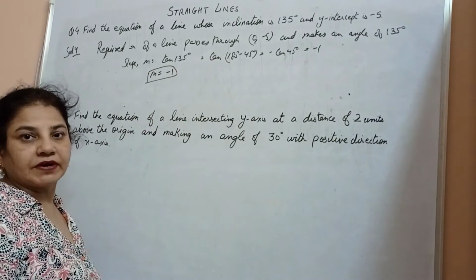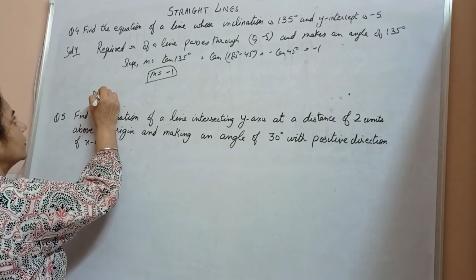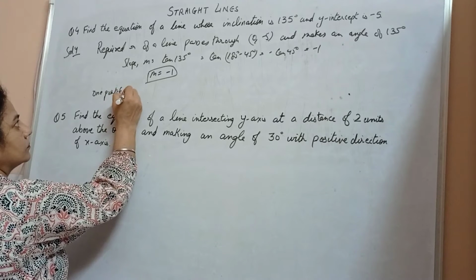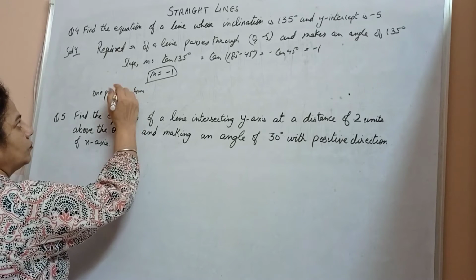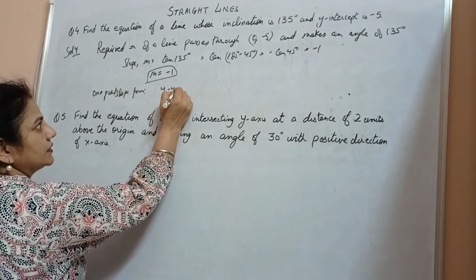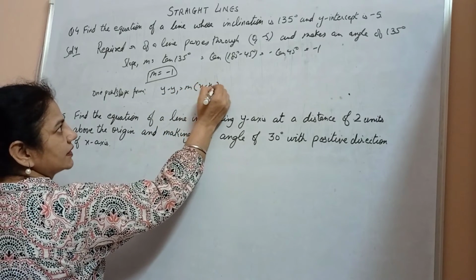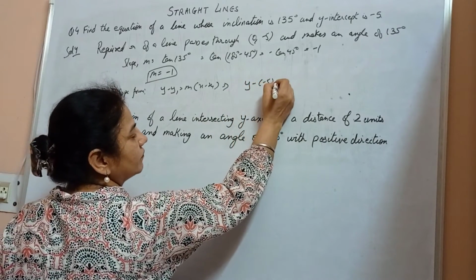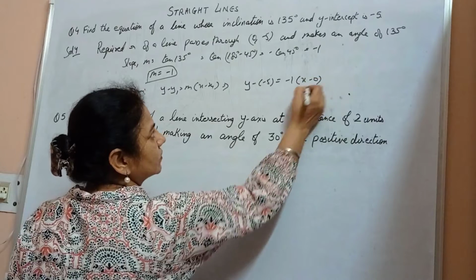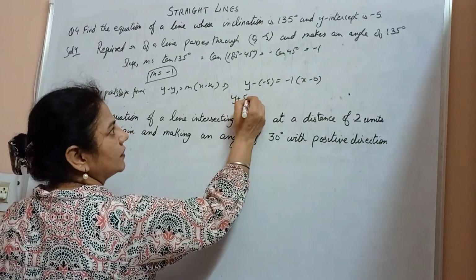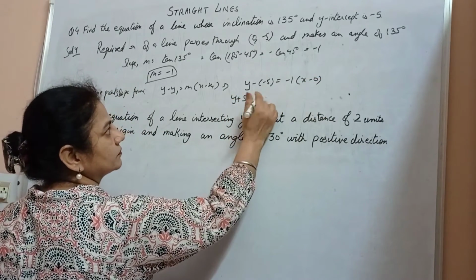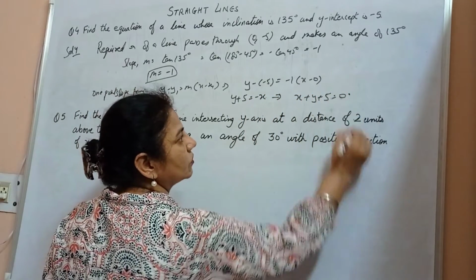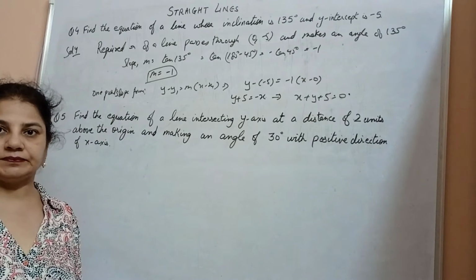The point is given as 0, minus 5. So using the one point slope form, which is given as y minus y1 equals slope times x minus x1, substitute the values and you will get y minus of minus 5 is equal to minus 1 times x minus 0. Here we get y plus 5 is equal to minus x. So this implies x plus y plus 5 is equal to 0 is the required equation of the line.